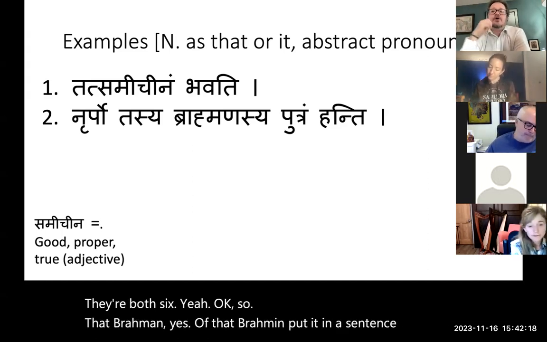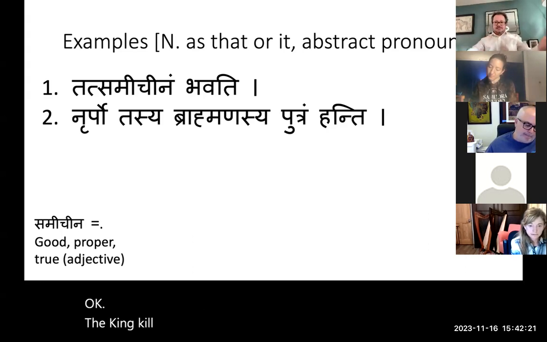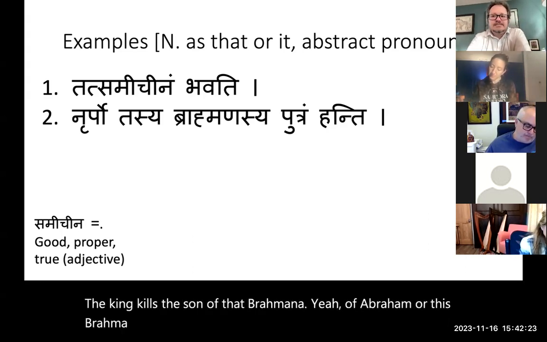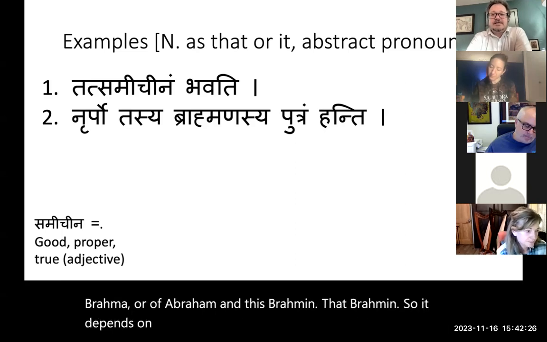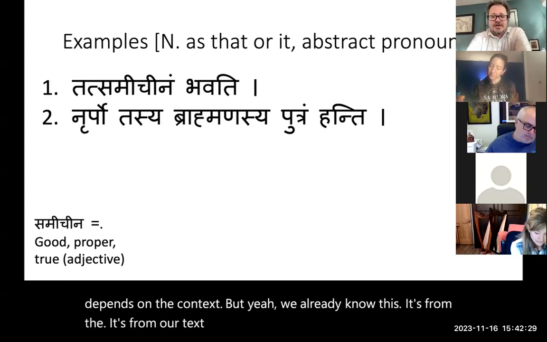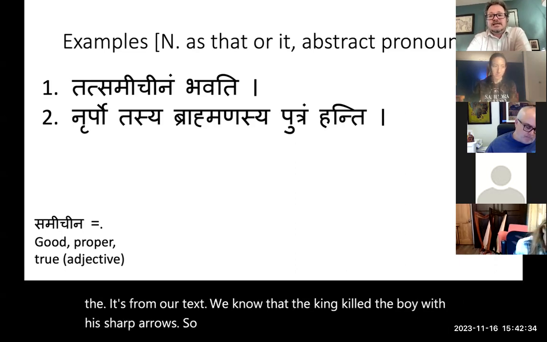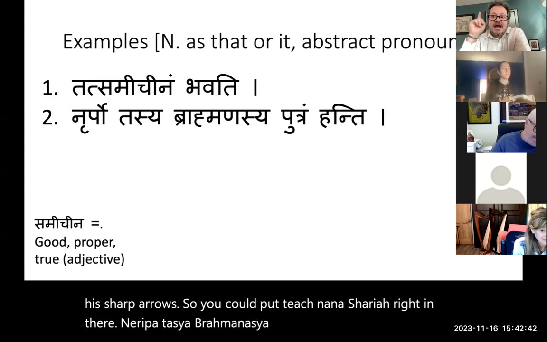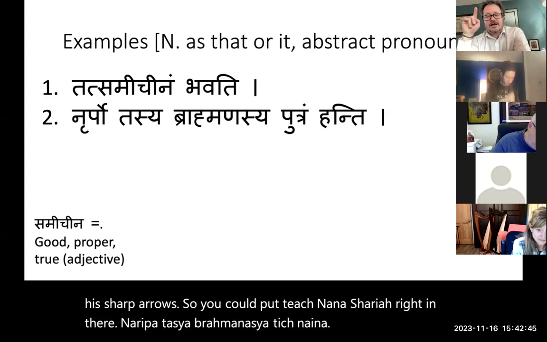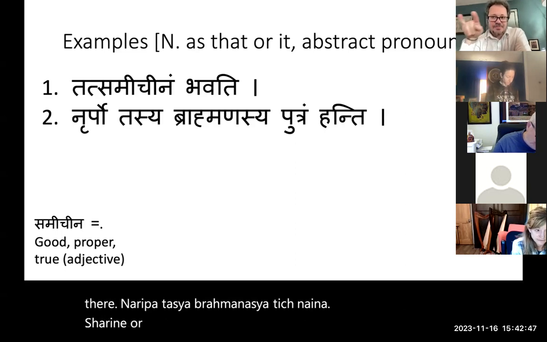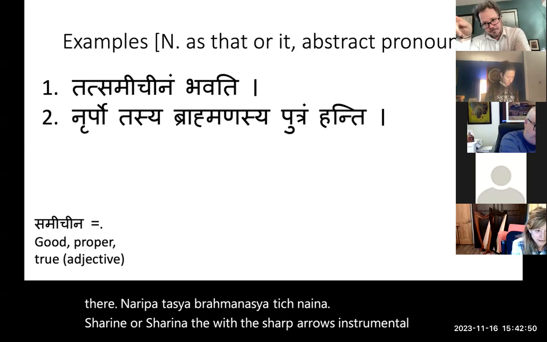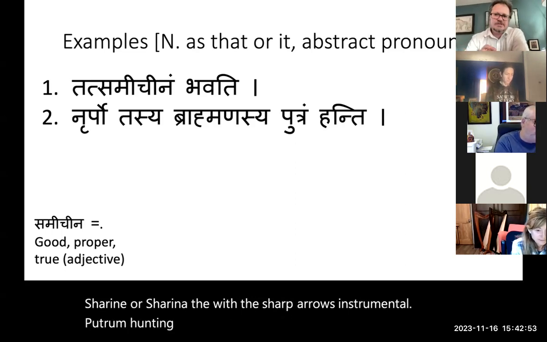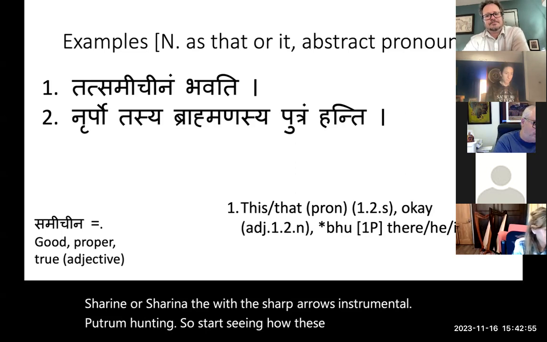Yeah, of a Brahmin, or this Brahmin, or that Brahmin. Sort of depends on the context. But yeah, we already know this. It's from our text. We know that the king killed the boy with his sharp arrows. So you could put tikshnena sharena right in there. Nripo tasya brahmanasya tikshnena sharena, with the sharp arrows, instrumental, putram hunti. So you can start seeing how these kind of all go together.